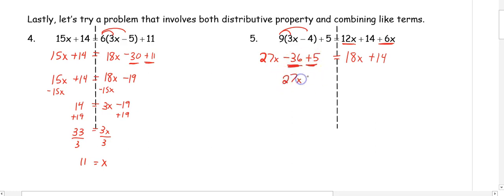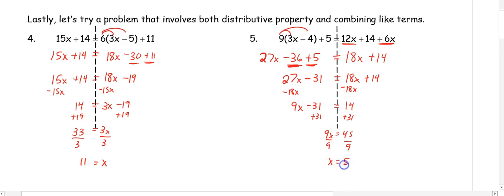So we get 27x minus 31 equals 18x plus 14. So we're going to move the smaller variable, which is 18x. So we're going to subtract 18x from both sides. 9x minus 31 equals 14. And then we can add 31 to both sides. So we get 9x equals 45. So when we divide by 9, x equals 5.